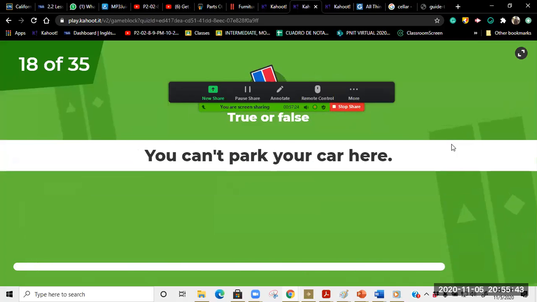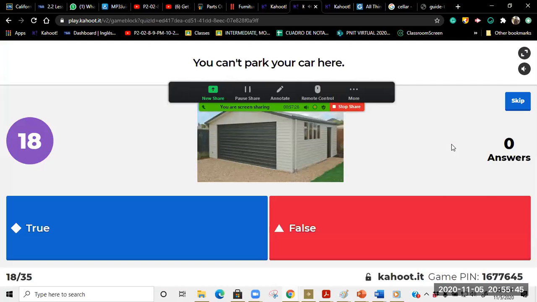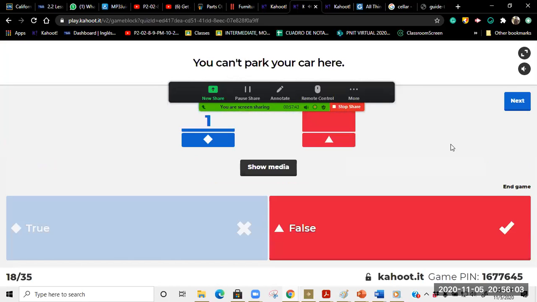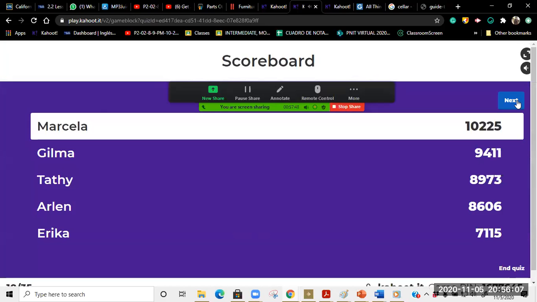Okay, next one. You can't park your car here. No podemos parquear nuestro carro ahí. ¿Cierto o falso? True or false? You can't es no podemos. You cannot. Very good. It's actually false because it's a garage. You can park your car here.